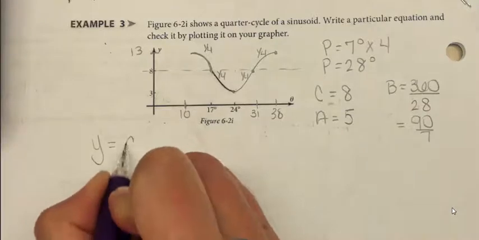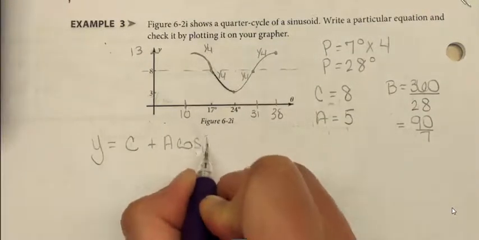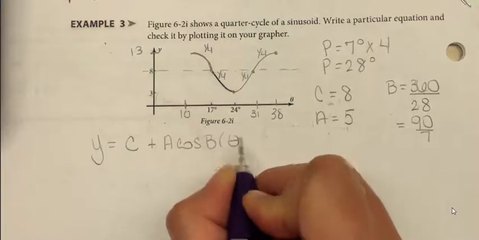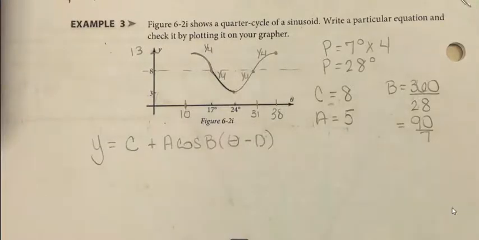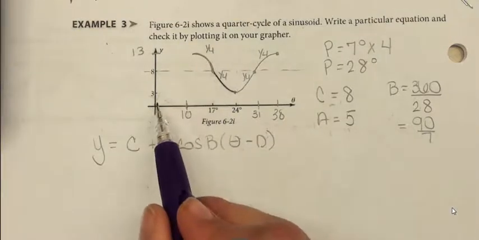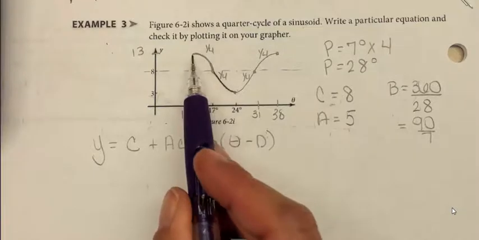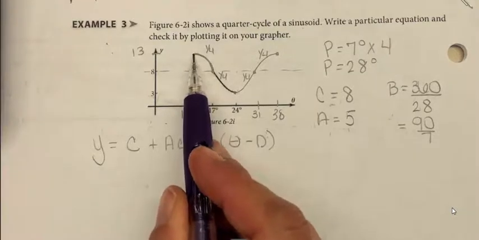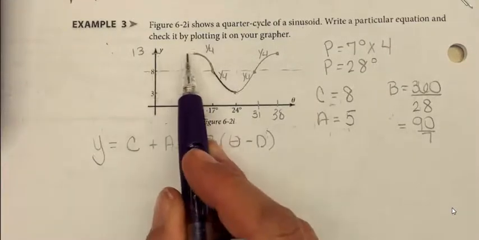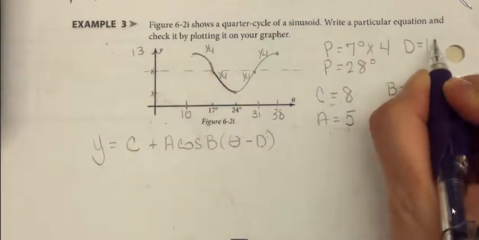So I have y equals C plus A cosine of B theta minus D. Phase displacement might be helpful here. So it looks like my highest point is over here at 10. So we can say that this whole thing was shifted 10 to the right. So that's going to be my D, which is 10 degrees.